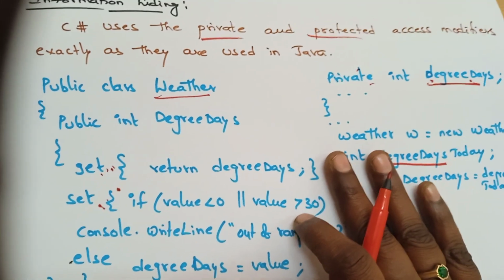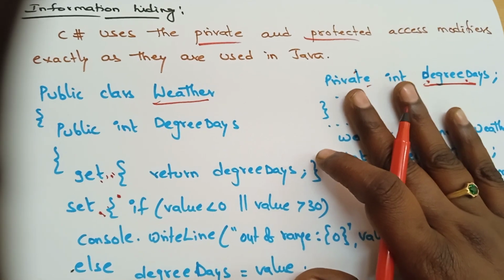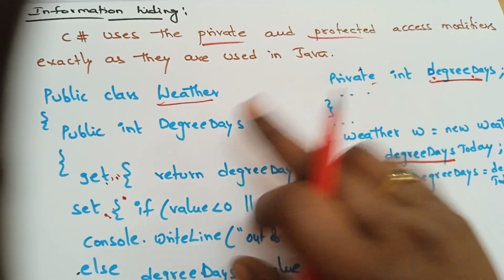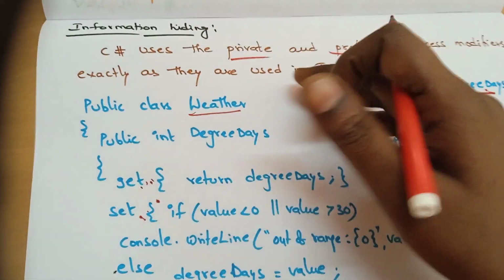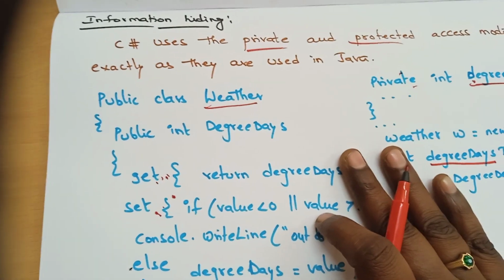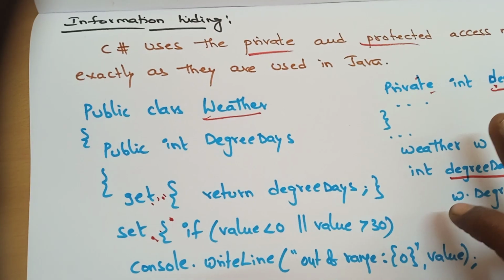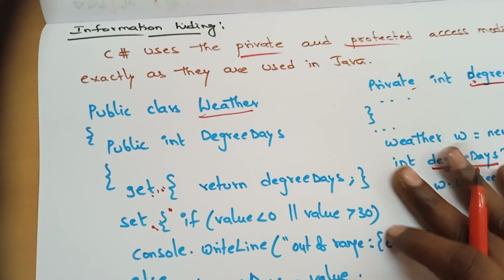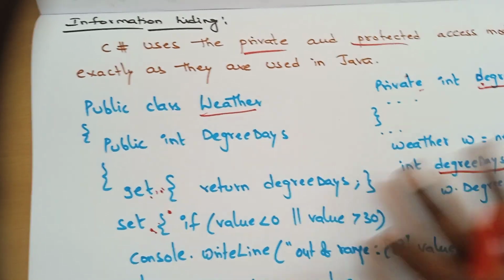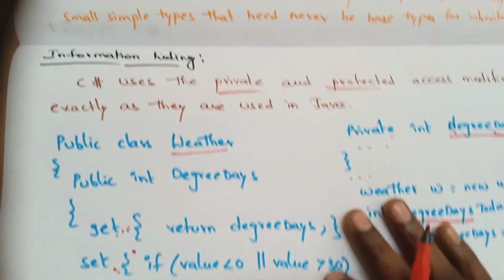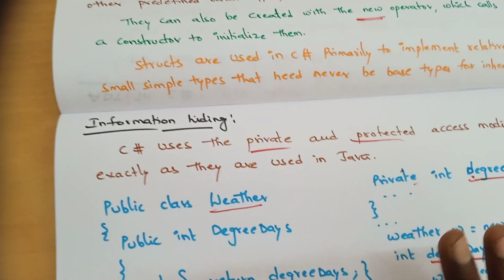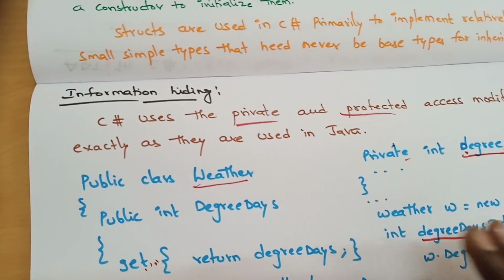Yes, did you understand? This is how C sharp uses access specifiers in the class, even for the private member. And we'll see how it is implemented, the stack implementation in C sharp, in the next video. So this is what C sharp is. Thank you all.